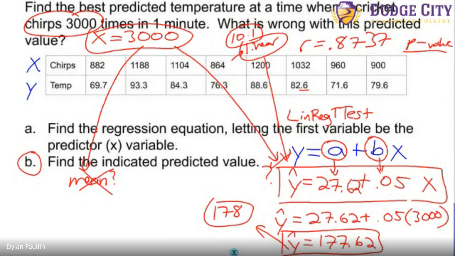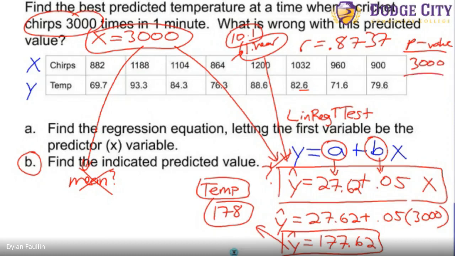Because if I take one of these numbers off of here, it might not exactly equal what's on my chart, but it should be close, right? Oh, wait, no, I'm thinking of this backwards. I'm sorry, this is embarrassing. That's not the temperature. This is not the number of chirps, right? I was thinking that's 178 chirps, but this is of course a ridiculous answer, right? This is the temperature that would produce 3,000 chirps. So the 3,000 is the X value. I'm sorry, I had that mixed up.